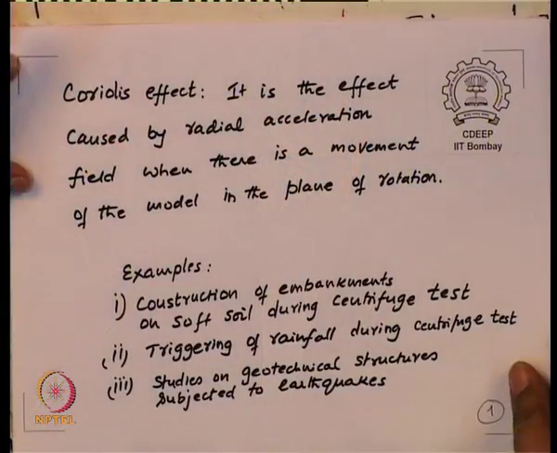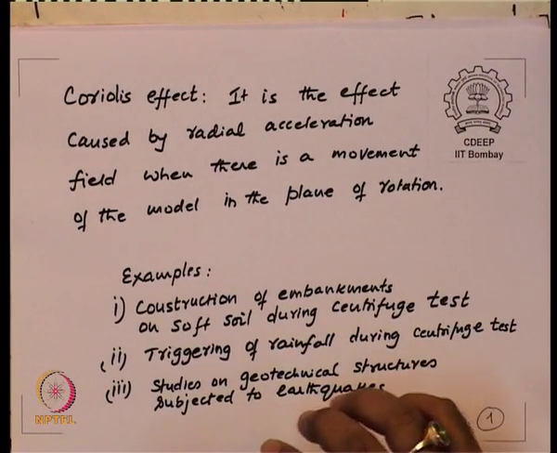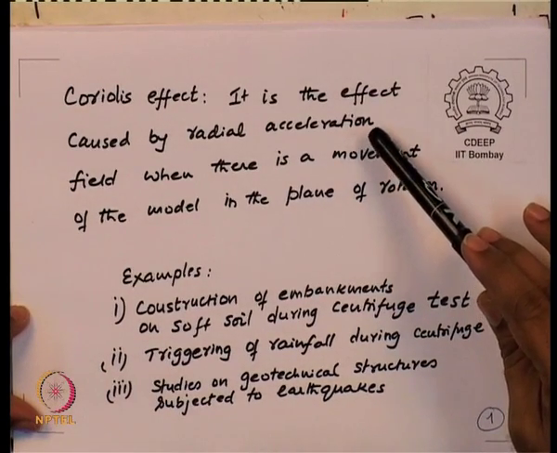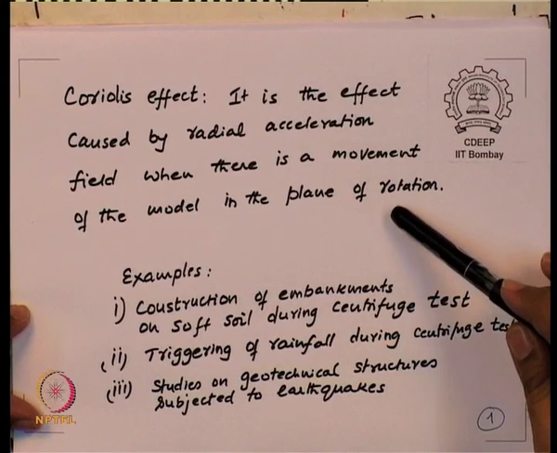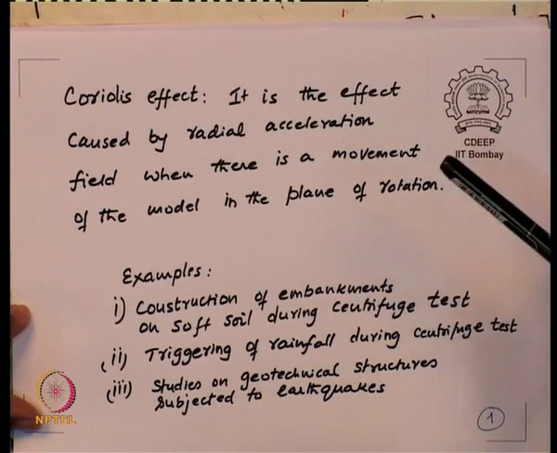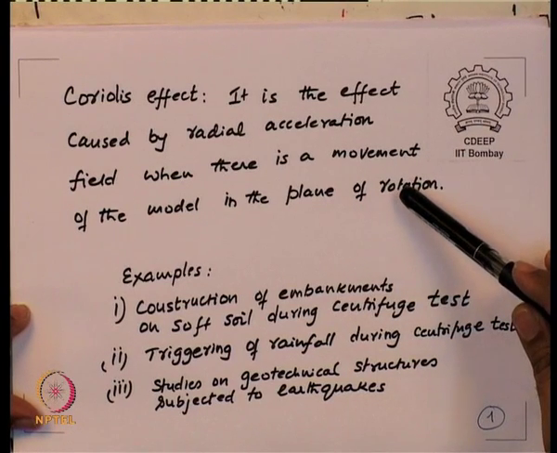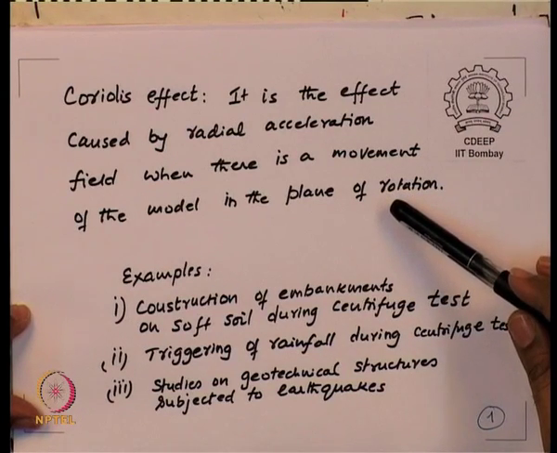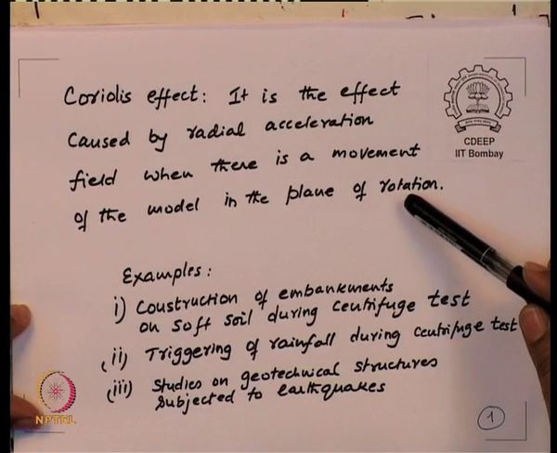So the Coriolis effect is the effect caused by the radial acceleration field when there is a movement of the model in the plane of rotation. This movement of the model can occur because of certain construction processes. Assume that we have a soft soil bed with a certain stress history, and we want to construct an embankment, because the construction of an embankment on soft soil happens in different stages. So let us say that we are simulating that.